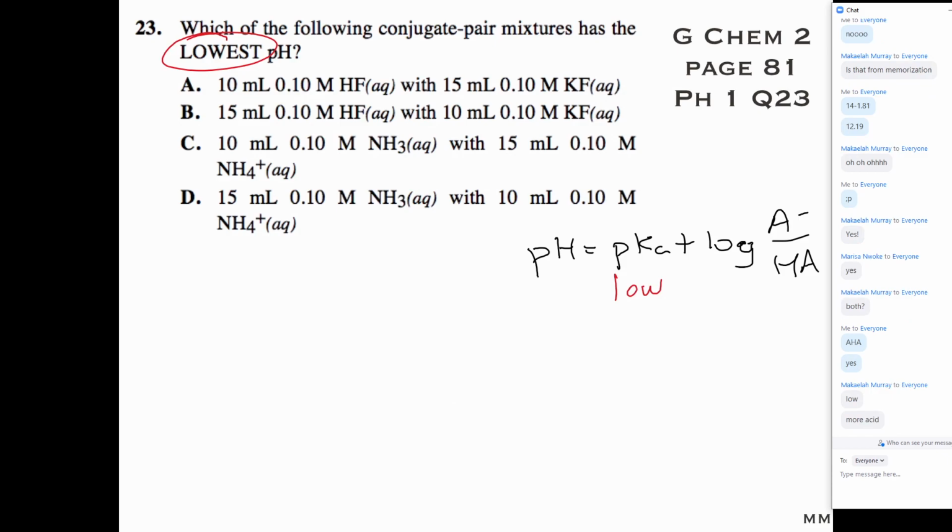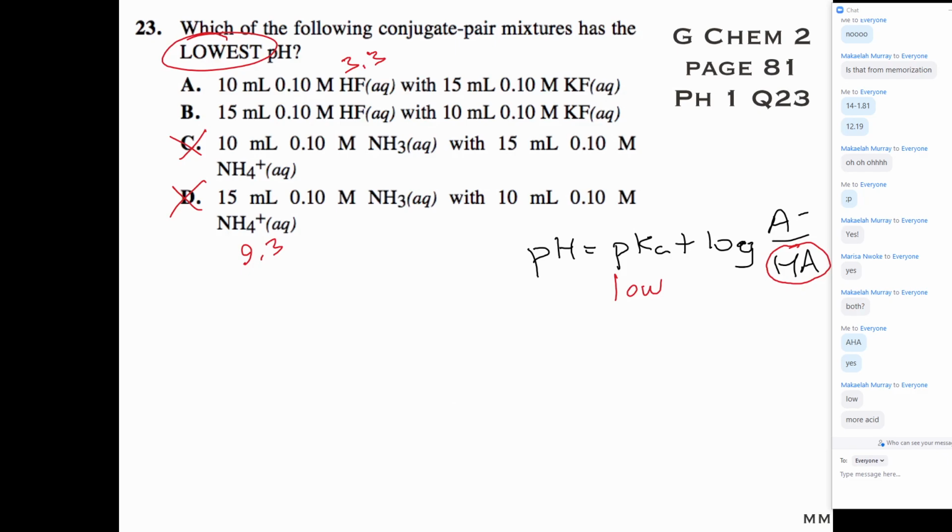I want more acid, because if the denominator is bigger, the number is less than 1, and log of a number less than 1 is negative, so it's going to be even lower. So in this case, based on the lower pK, can I find out what the pKs are? I look it up and find that HF is around 3.3, ammonium is around 9.3. So can I get rid of the ammonium answers right away?